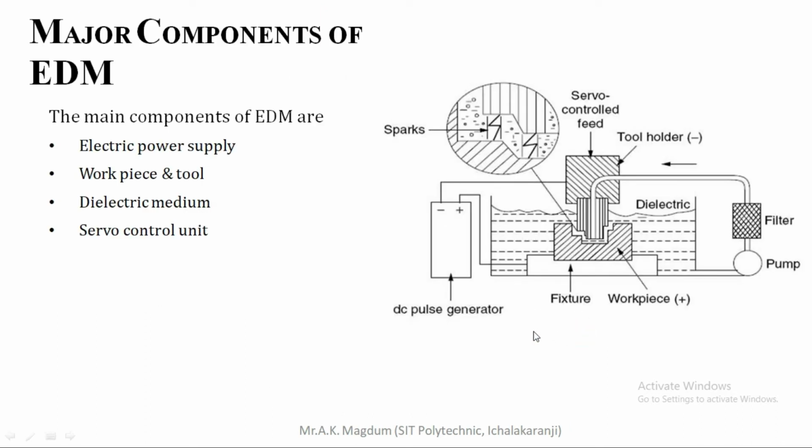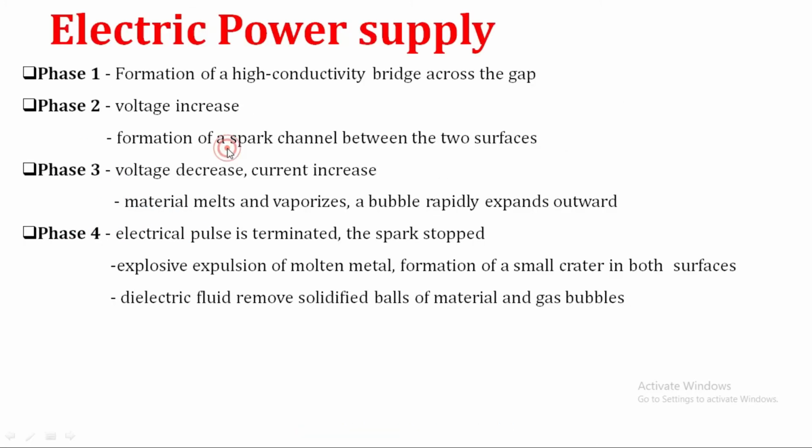Next one is the major components of EDM. These are the major components listed: electric power supply, workpiece and tool, dielectric medium, and servo control unit. These are the major components of the EDM process. One by one, we discuss them here. First of all, there is the electric power supply. In industry, a direct DC supply is provided for these machining processes.